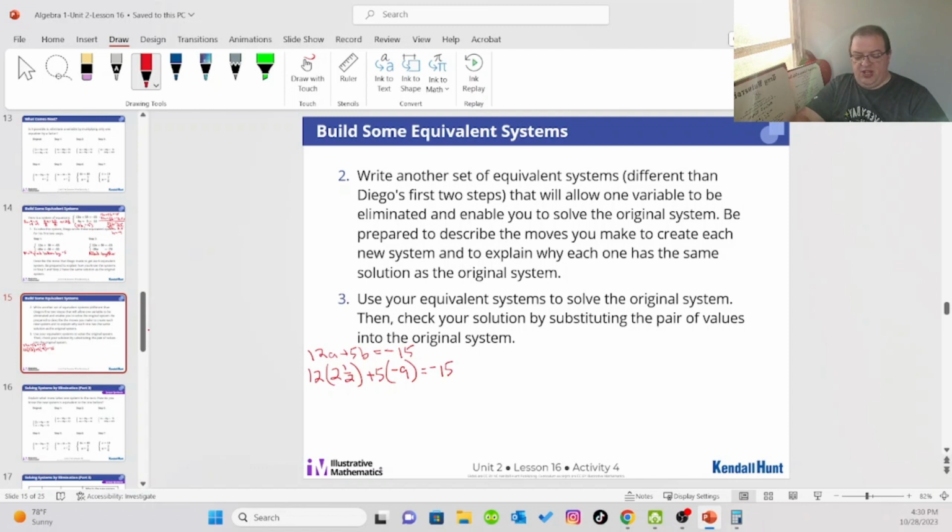Twelve times 2.5 would equal 30. 5 times -9 would be -45. And 30 minus 45 would be -15. That does work for the top equation.